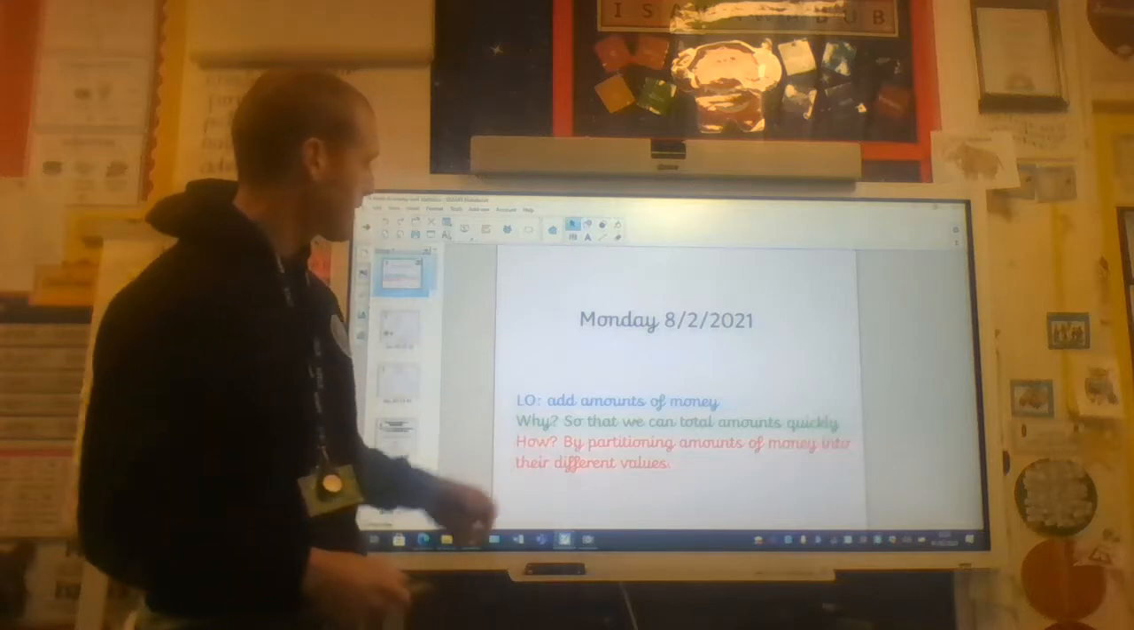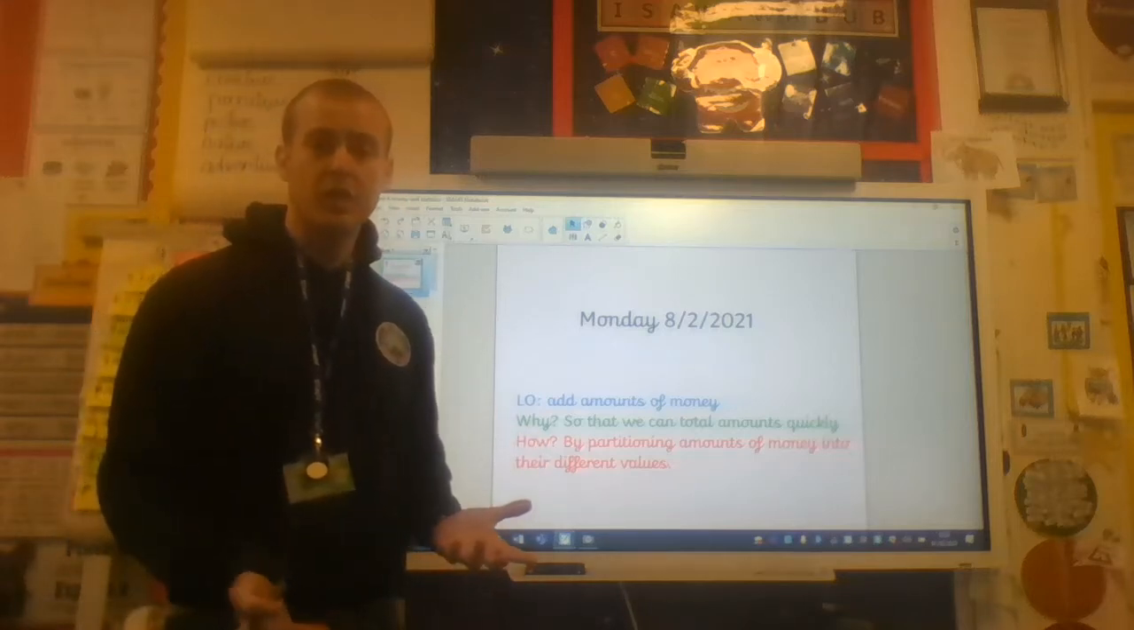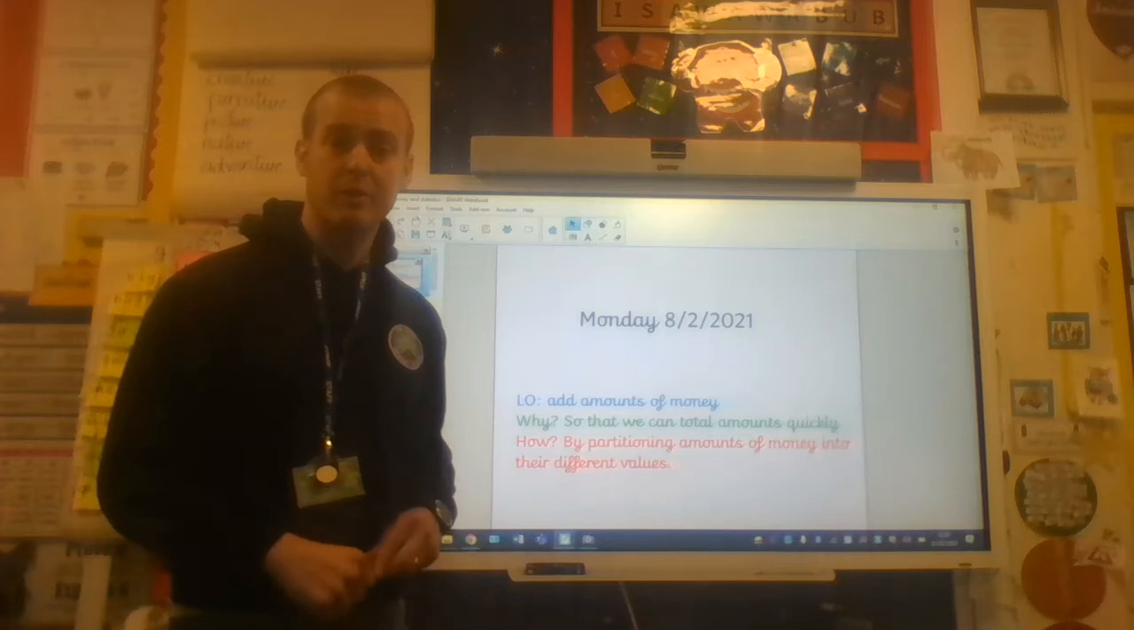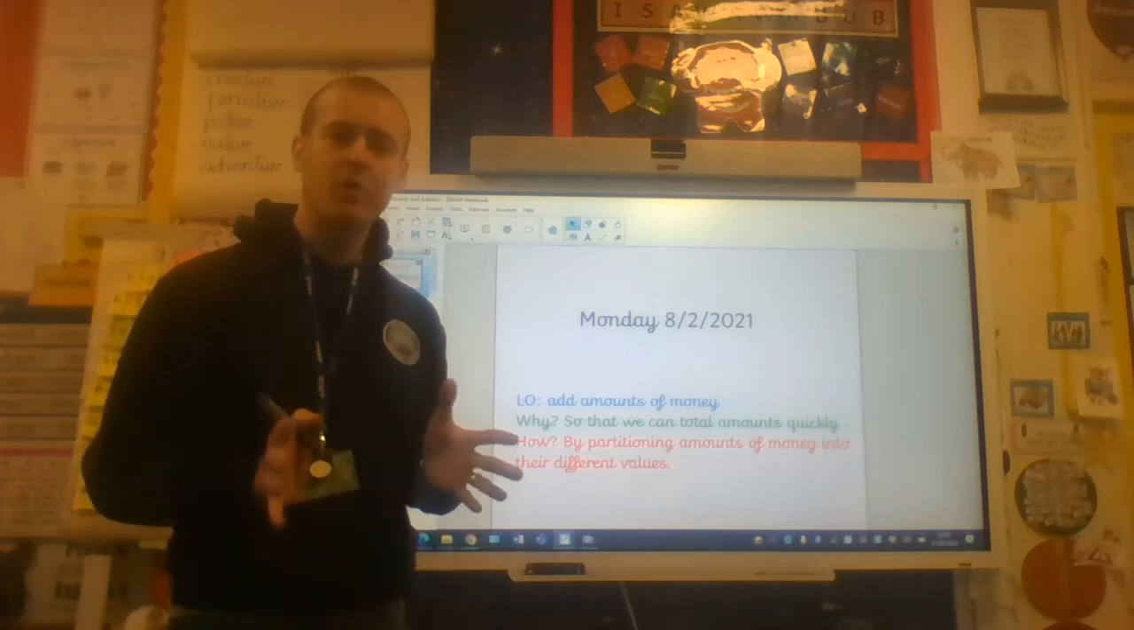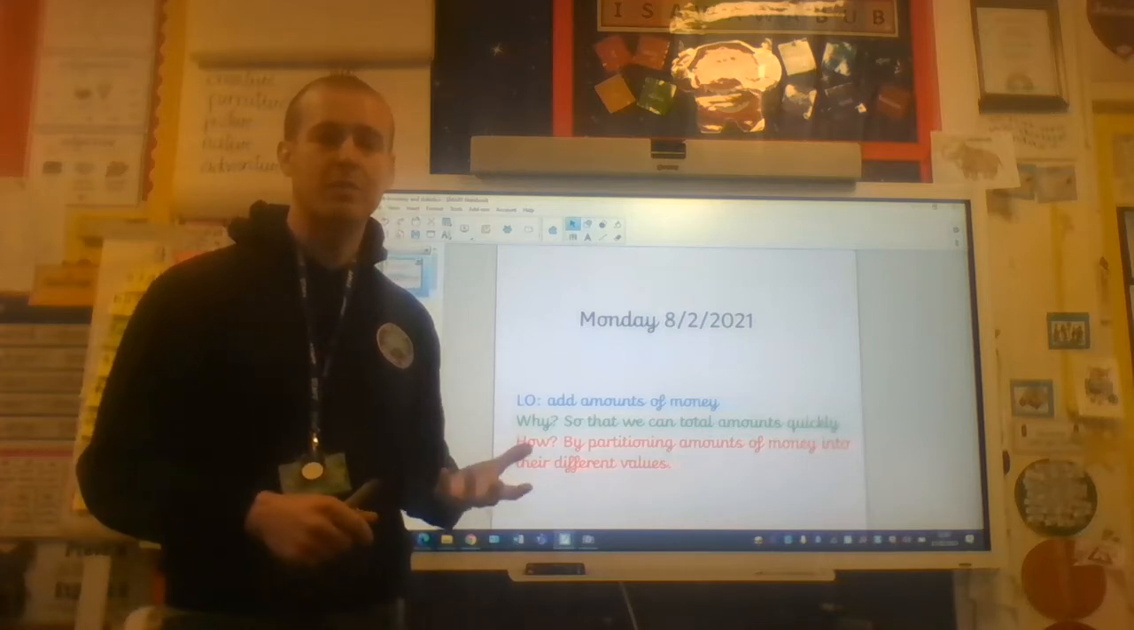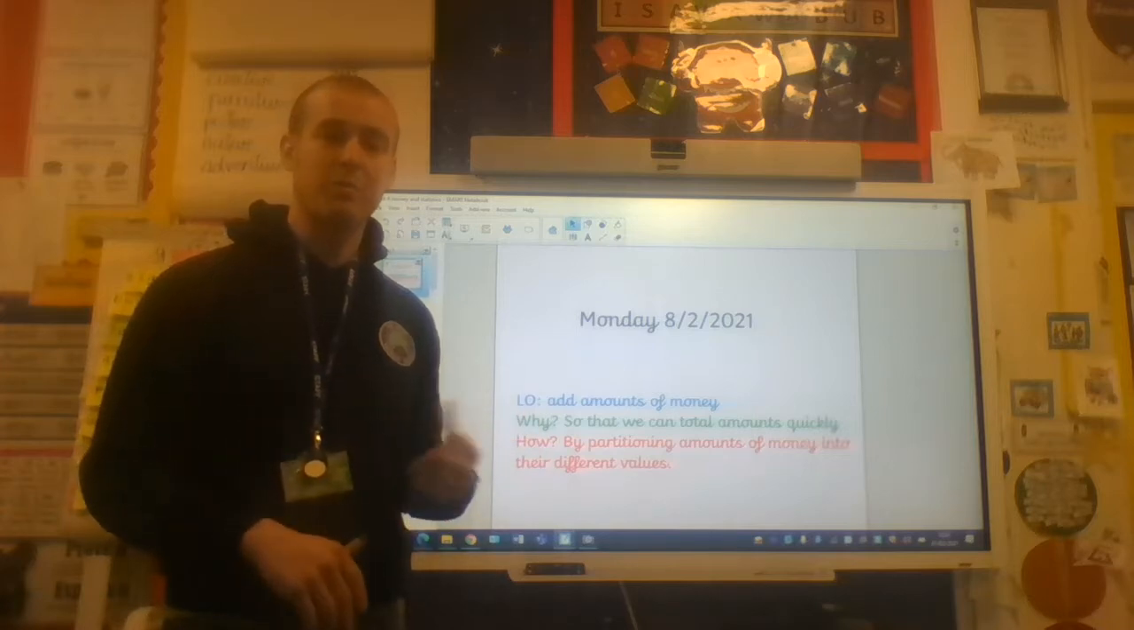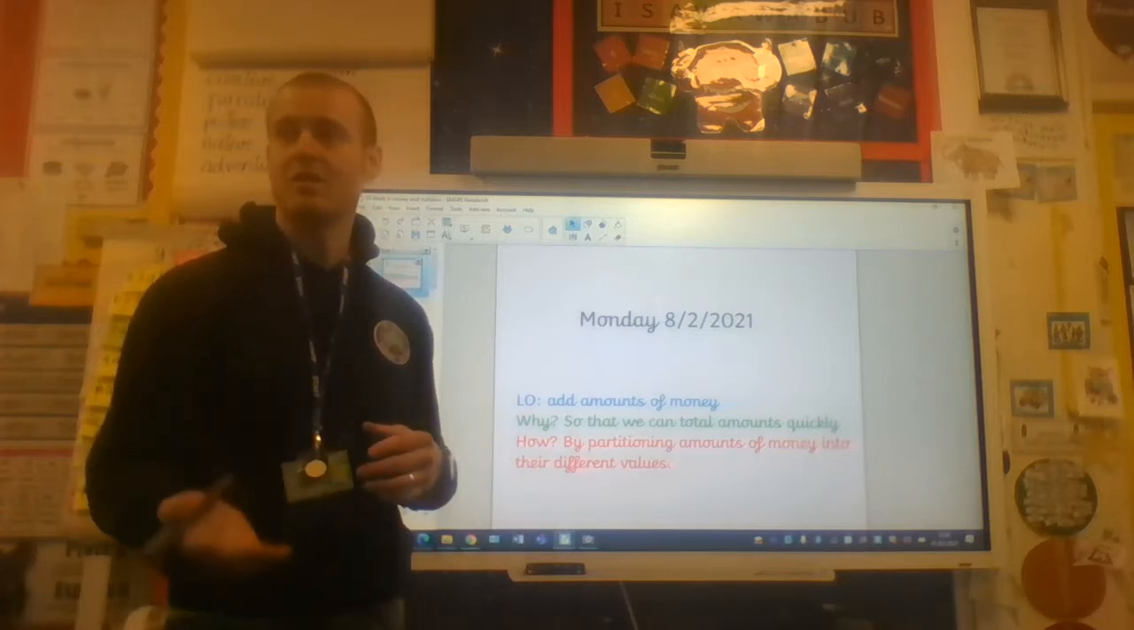Today we're going to be adding amounts of money so that we can total amounts quickly, like if we're shopping and places like that. And how we're going to do that is by partitioning the amounts of money into their different values. So that'll be pounds, 10 pences and single pence on their own.